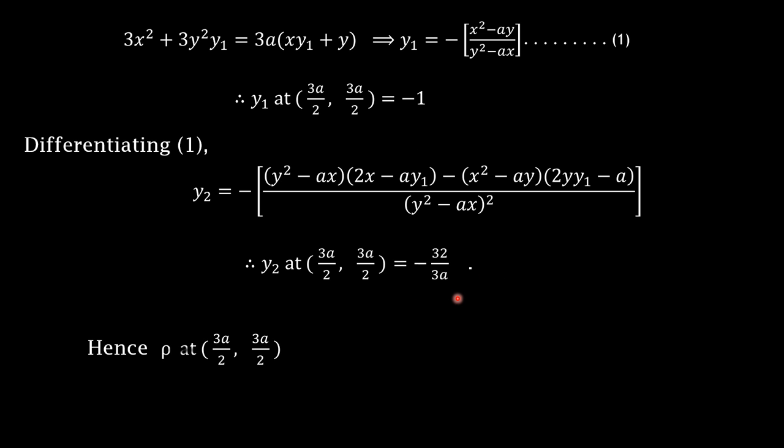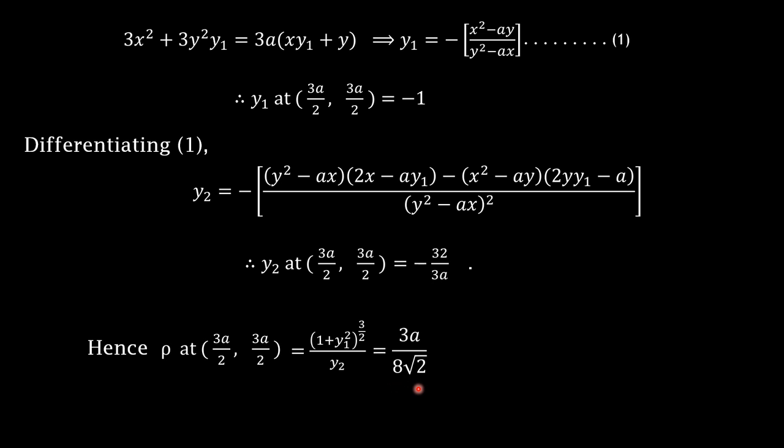Therefore, the radius of curvature at the given point is equal to, just substitute the value of y1 and y2 over here, so that it will be 3a by 8 root 2. Just make a note over here, students. Even though your y2 is negative over here, I have chosen the radius of curvature as positive itself. Always the radius of curvature should be chosen as positive.